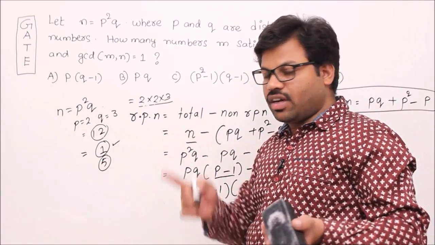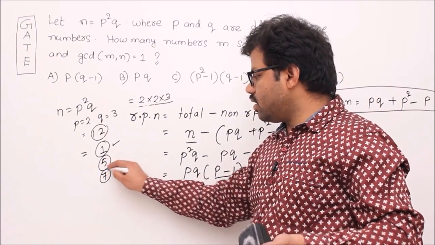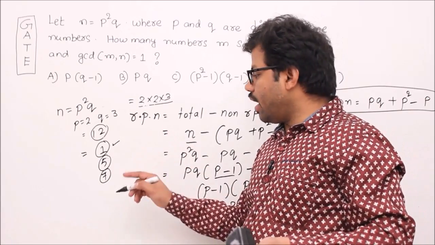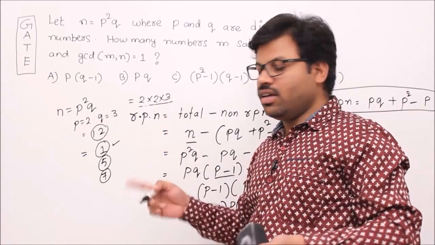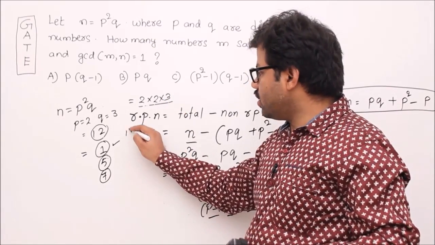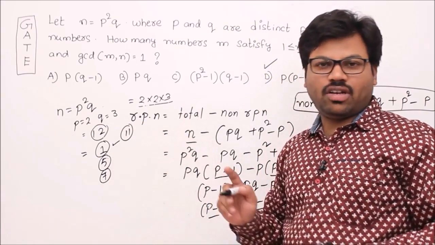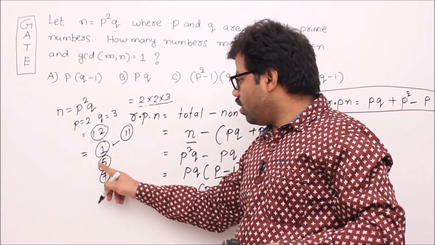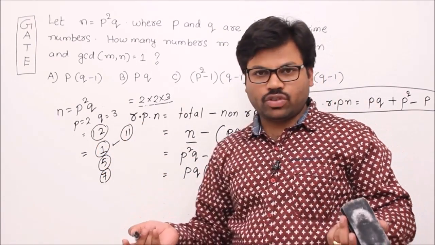6, 2 and 3 common. 7, yes. 8, 2 common. 9, 3 common. 10, 2 common. 11, yes. 12, all common, right? So finally 1, 5, 7, 11. The answer is supposed to be 4.